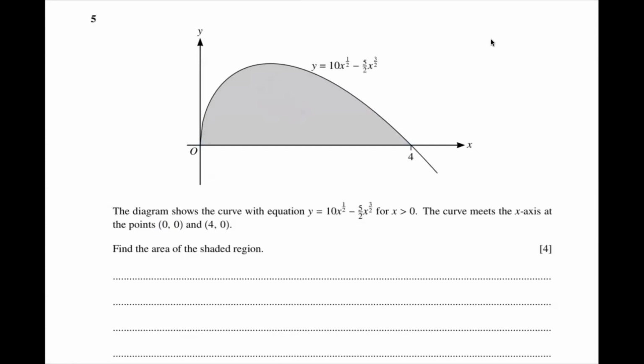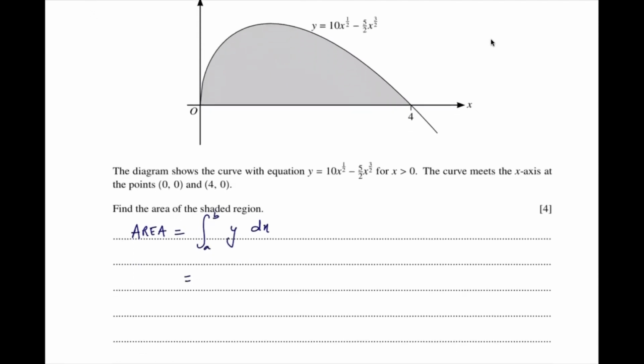To find the area between the curve and the x-axis, you can integrate the function from 0 to 4 with respect to x. So the area would be equal to the integral of the function with respect to x, and the limits are going to be from 0 to 4. The function is 10x to the power of 1 upon 2 minus 5 upon 2 times x to the power of 3 upon 2. The limits on the x-axis are 0 to 4.